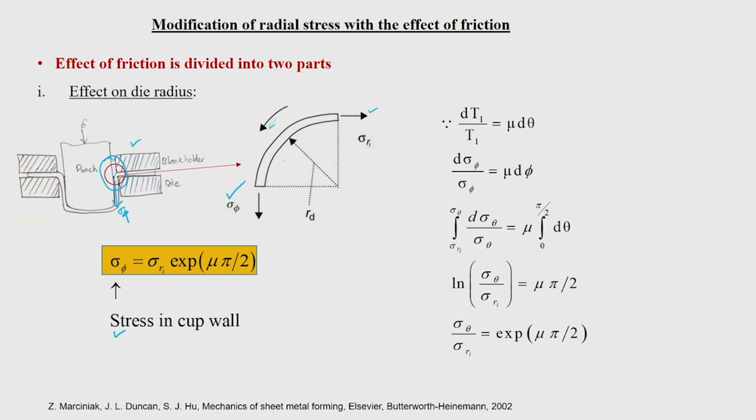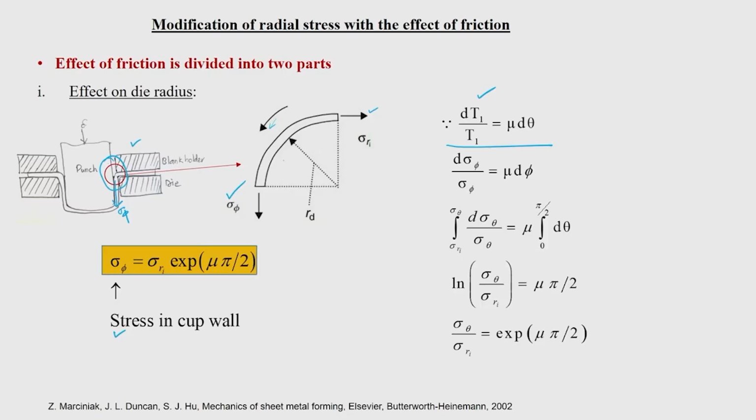So, somehow this sigma Ri and sigma theta can be connected, and that can be done by this particular equation which we have already discussed. This was discussed in one of the previous chapters. We have derived this dT1 by T1 is equal to mu d theta, and if you integrate it between two different points, if you know the angular value, you can get the tension in the new location with respect to the original location. We derived an equation for this, and we worked out a problem also.